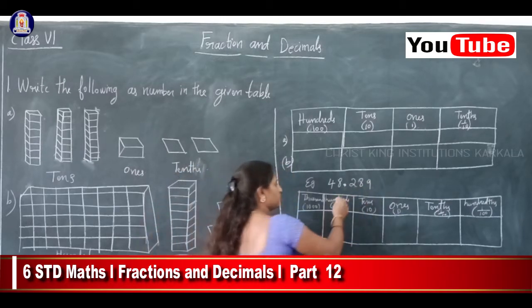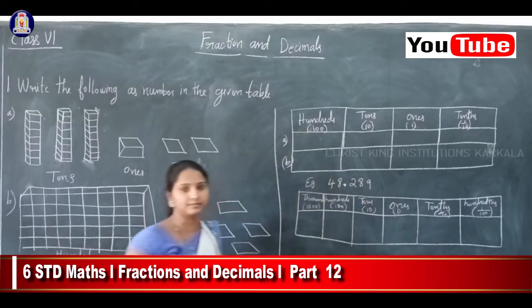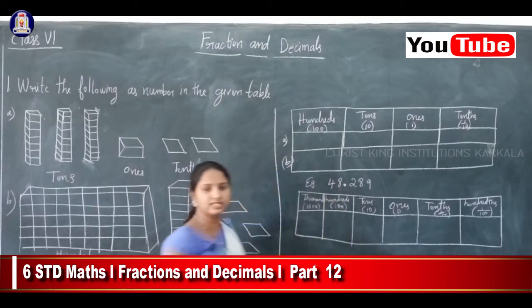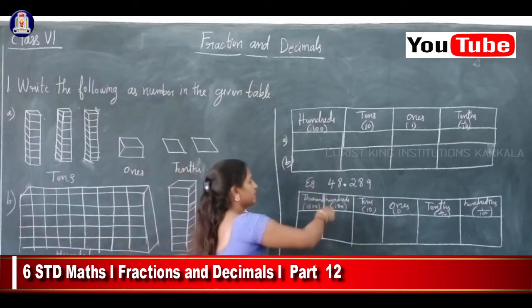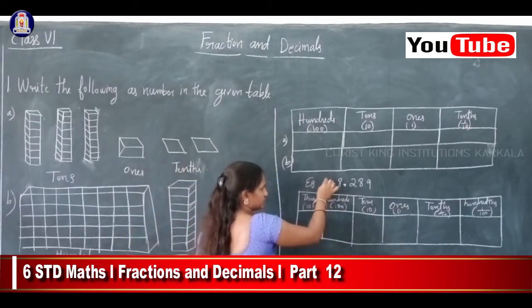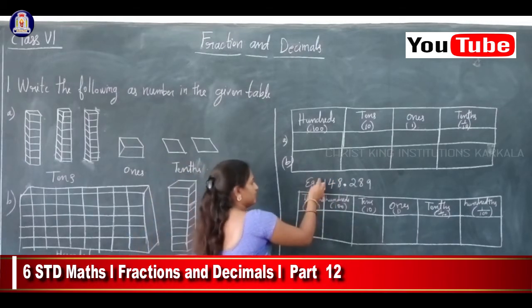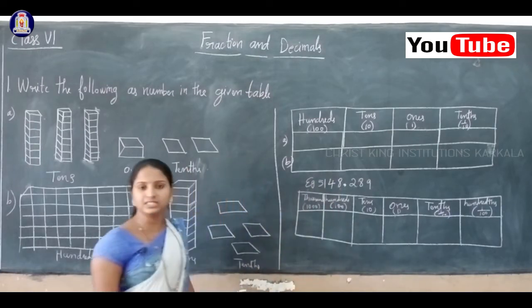So before the decimal point, 8 is in which place? That we know, this is the ones place. Okay, 8 is in the ones place or unit place, and 4 is in the tens place. And next, if I consider one more number here, 1 is in the 100 place, and one more number I will write, that is 5 is in the 1000 place.